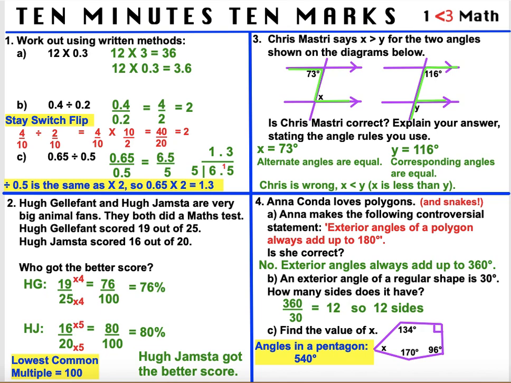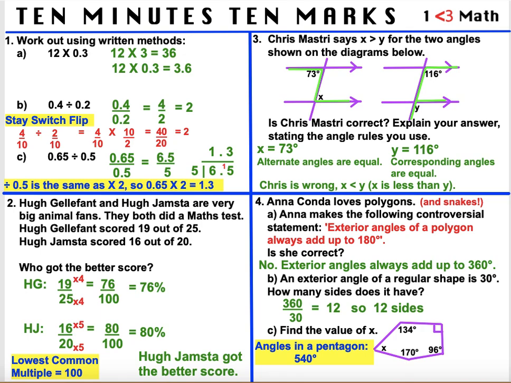If you didn't know that, you could always use the formula number of sides take away 2 times by 180. N take away 2 times by 180, that would be 5 take away 2 is 3, times by 180, that would give you 540 degrees, the sum of the interior angles in a pentagon.